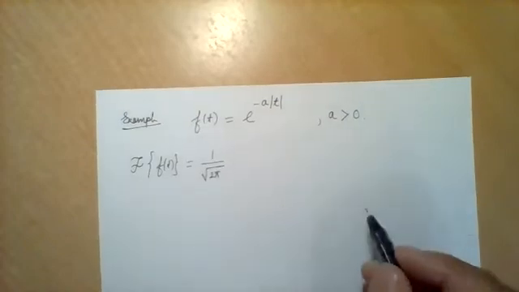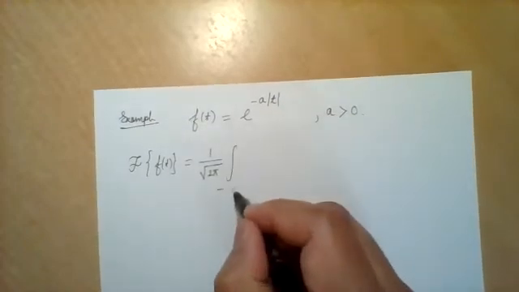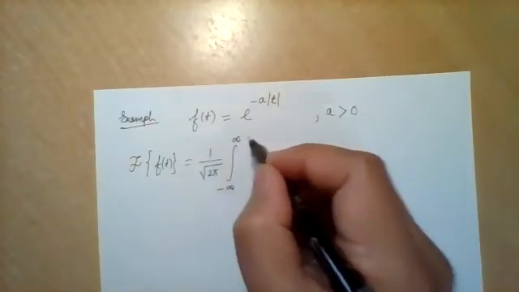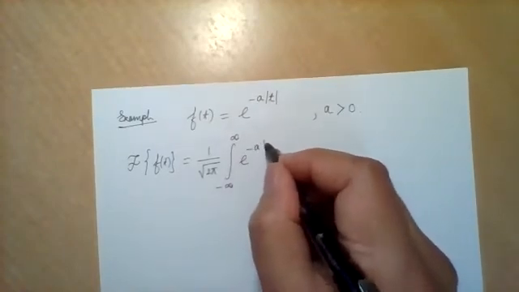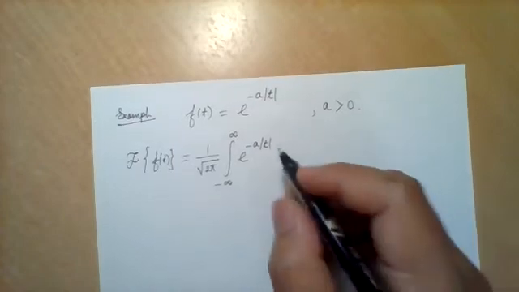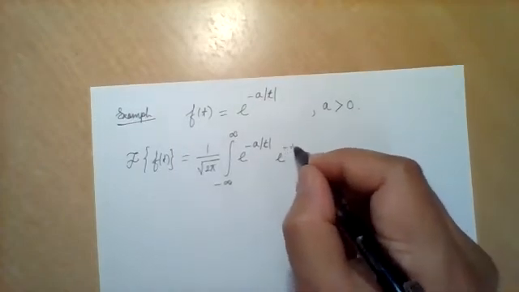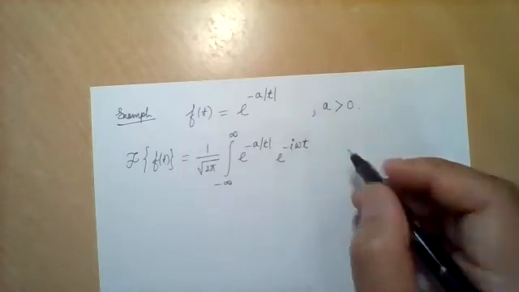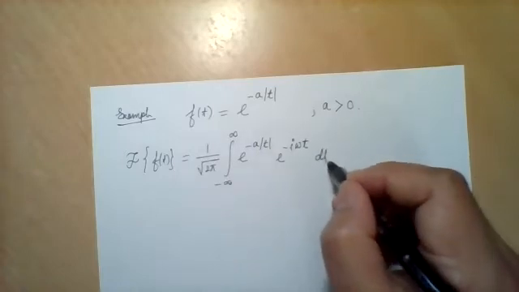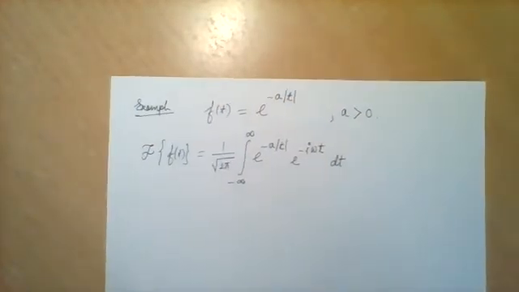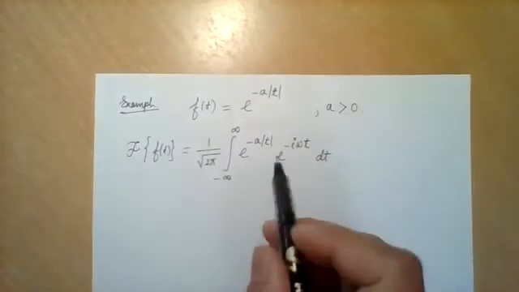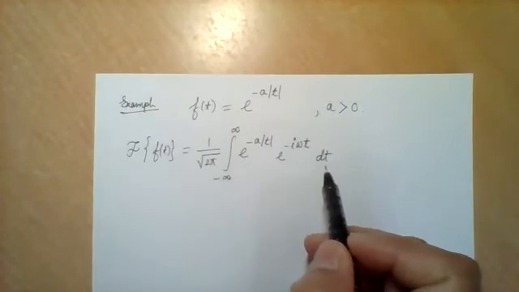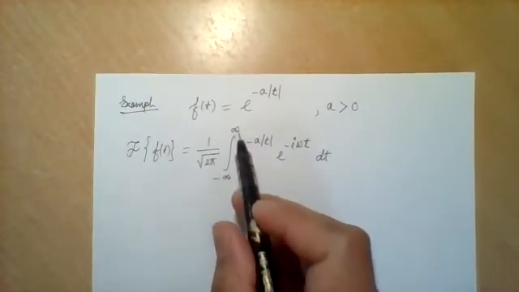We have this normalizing factor. Then we take the integration from -infinity to +infinity of the given function, that is e to the power minus a modulus of t, and multiply by e to the power minus i omega t, and integrate it with respect to t. This is the integral. Now this integral is with respect to t from -infinity to +infinity.